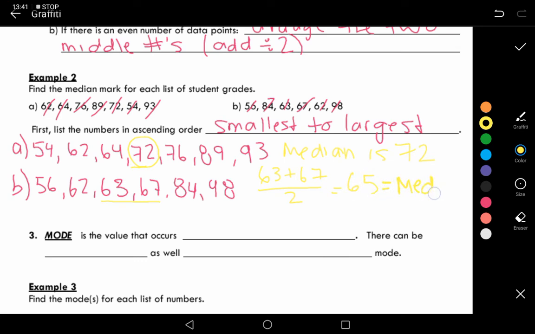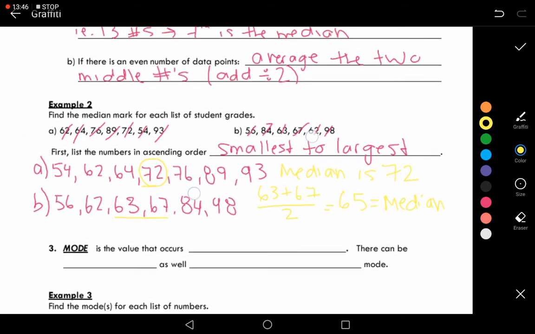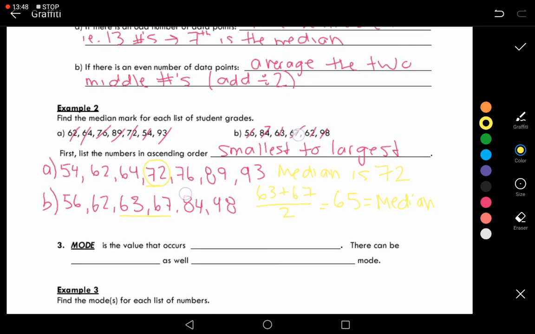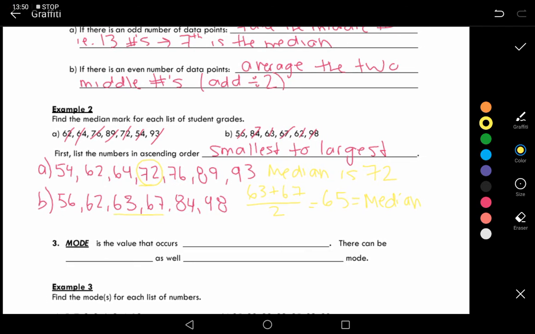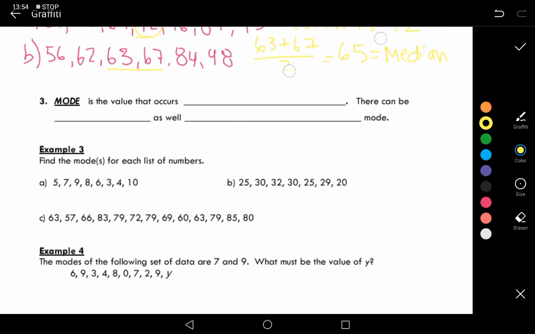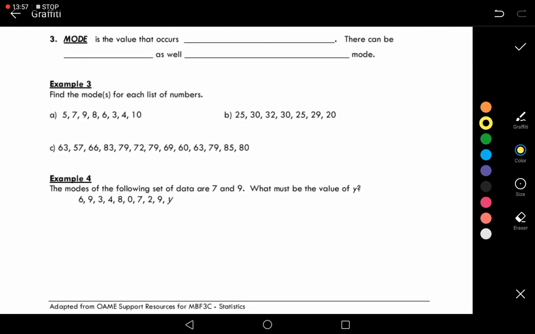Okay, so that gave you the two examples from above. For A, just order the numbers and take the middle term. For B, find the average of the two middle terms. Okay, moving on to our last measure of central tendency, which is called mode.